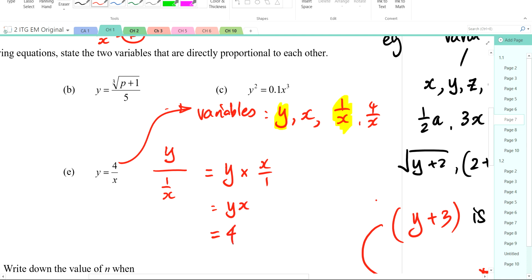Is this a variable or constant? 4. Is it a variable or constant? Constant. So the two variables are y and 1 over x. Get it? Any other clarifications required? Is there any other variable you want me to try?